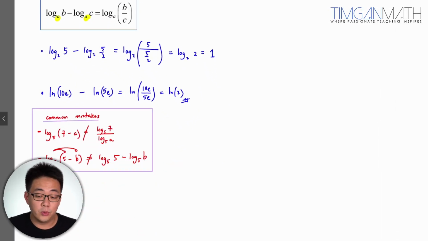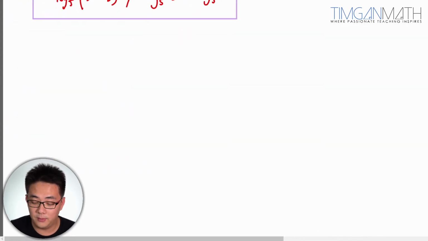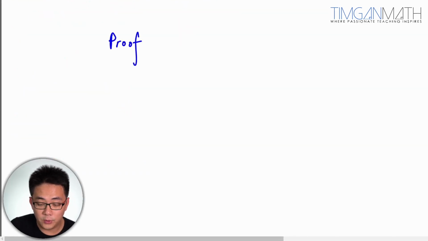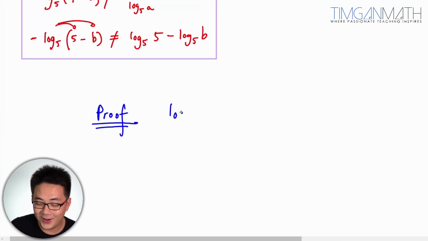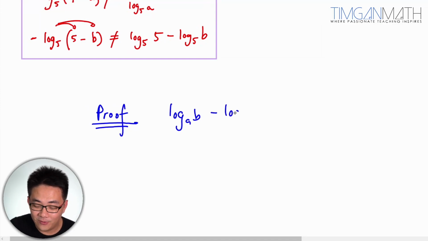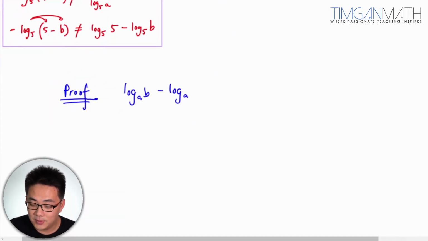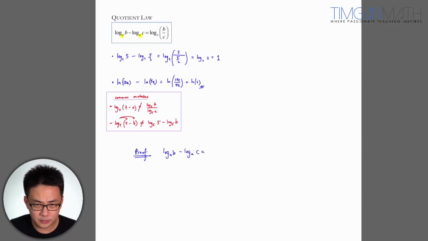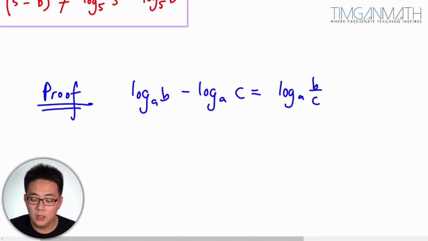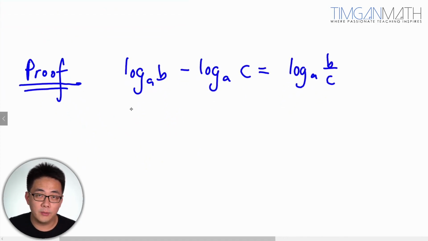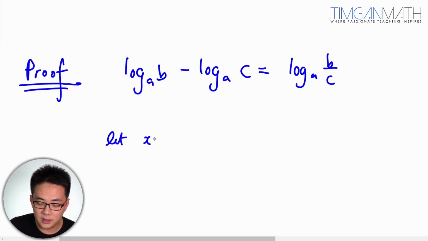So I'm going to move on to the proof. Let's see how we can prove this. Some of you may want to know how to prove this, and it's actually the same steps as the proof for the product law. So this is log base a of b over c. The first thing is I'm going to let x equal log base a of b, and y equal log base a of c.